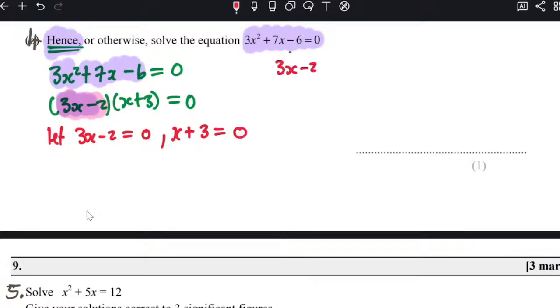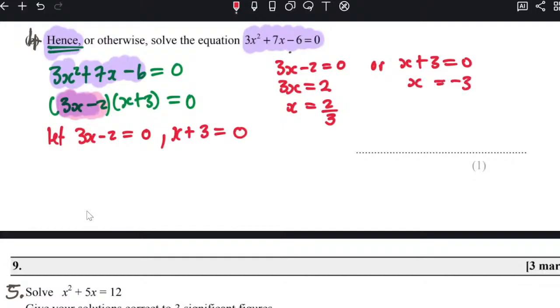3x minus 2 is equal to 0, which means 3x will be equal to, you take 2 to the other side, it becomes 2. Which means x will be equal to 2 over 3. Or x plus 3 is equal to 0, which means x will be equal to, 3 goes to the other side, negative 3. And we have solved. We have found the two solutions: x equal to 2 over 3 or x equal to negative 3.